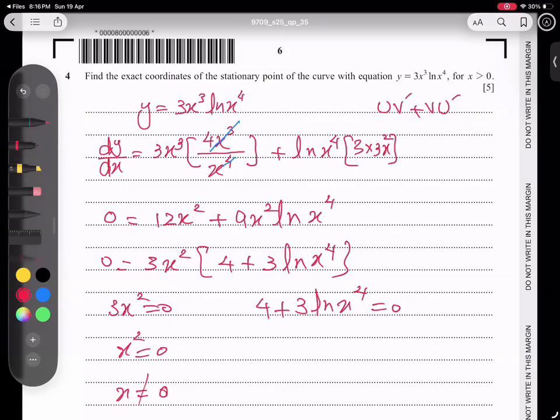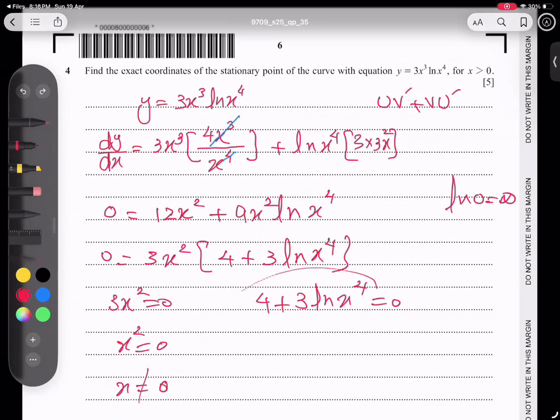x equals 0 is not possible. Why not possible? If I plug in 0 here, do you know, student, log of 0 is infinity. You can check in a calculator even. That is why this is not possible to have as an answer. So I have to check from here and get the exact answer. So I'm leaving ln x to the power 4 here.